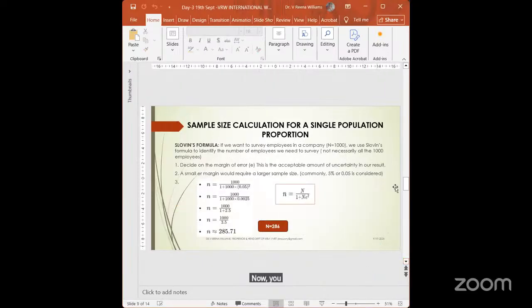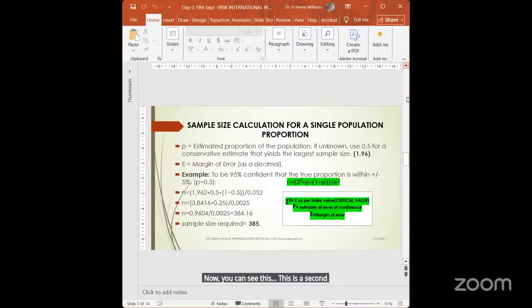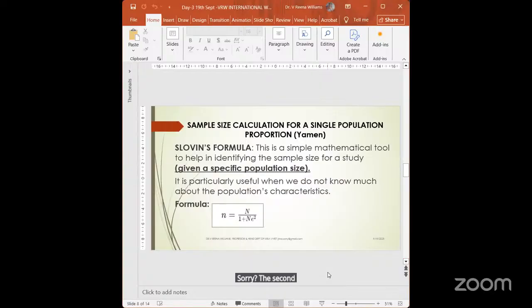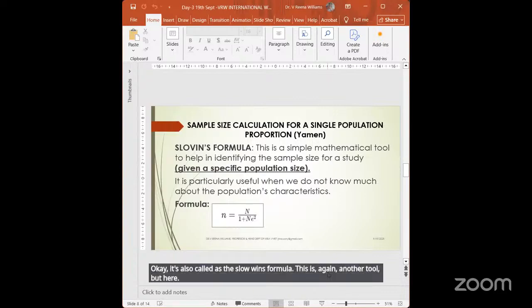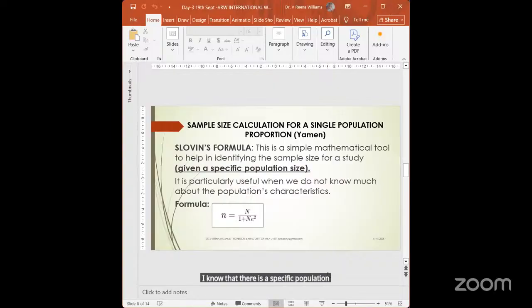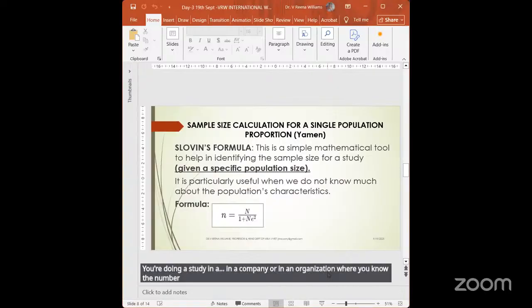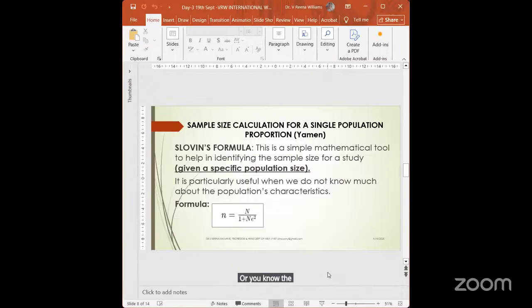Now you can see this. This is a second formula. The second formula is also called the Slovin's formula. This is again another tool, but here I know that there is a specific population size. Like I said, you're doing a study in a company or in an organization where you know the number of employees there, or you know the number of respondents whom you can meet there. So the total number of employees of that company is 300. And how many do you have to collect?